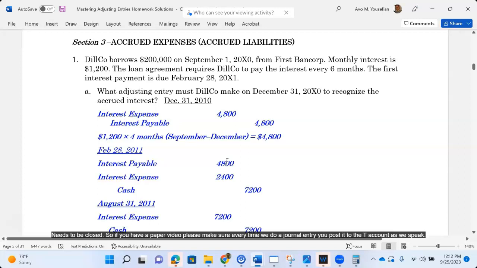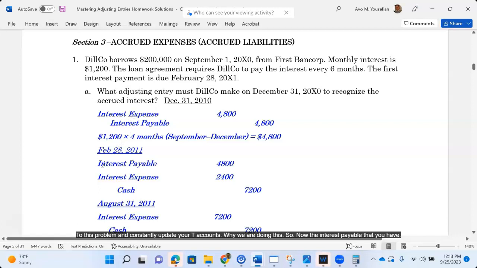So if you have a paper with you, please make sure every time we do a journal entry, you post it to the T account as we speak. So you can look at every single T account while you are looking at the accounting problem. You have to always translate that English into accounting. So in order to translate it, you need to have a paper next to you as you are listening to this problem and constantly update your T accounts while we are doing this.